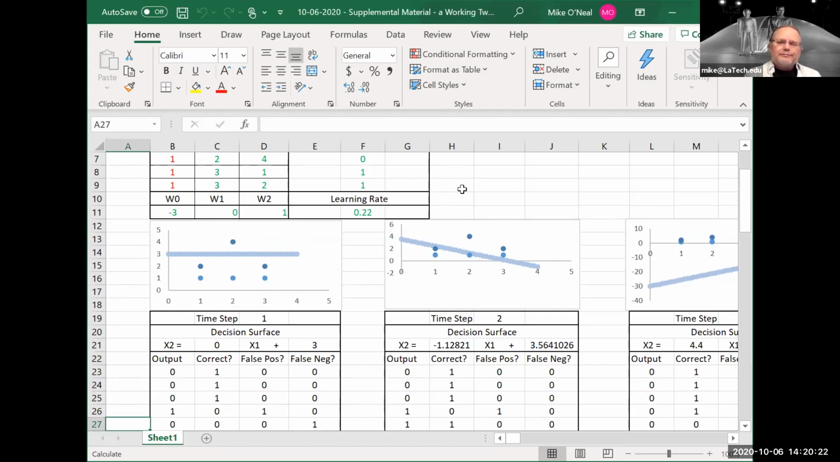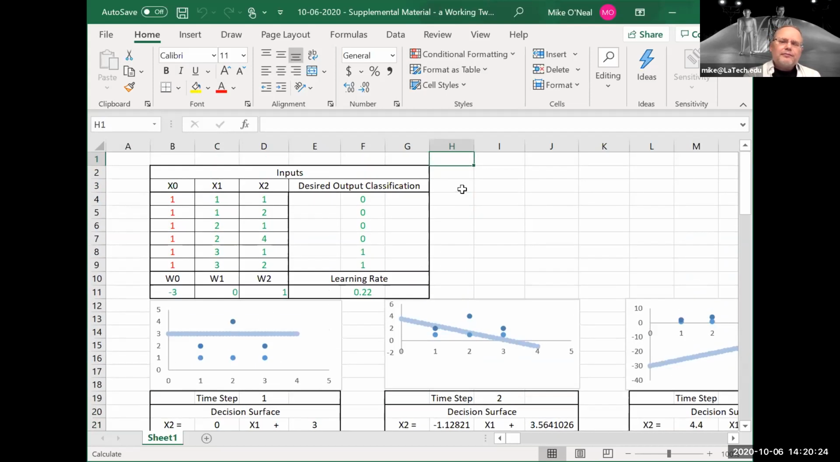Well, if you look here, I've given the inputs, right? So these are all of the little inputs. I've given the desired output classification. These guys are in green, which means they're inputs here. I also used the learning rate of 0.22, and I used the initial weights that we had. Weight 0 was a -3. Our threshold value was to be a 3, so minus the threshold. Ignore the first input by having a weight 1 of 0, and everything will depend on the second input by having a weight 2 of 1.